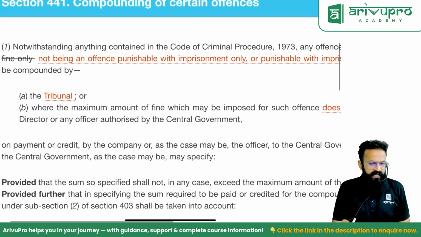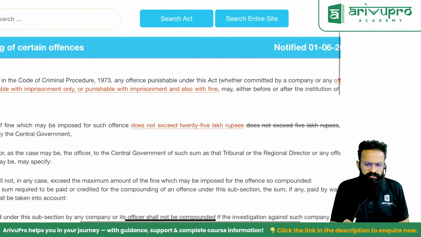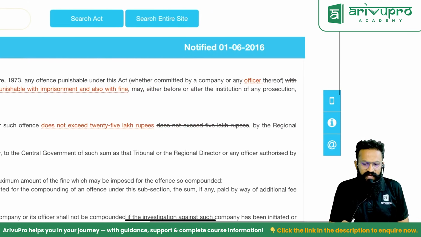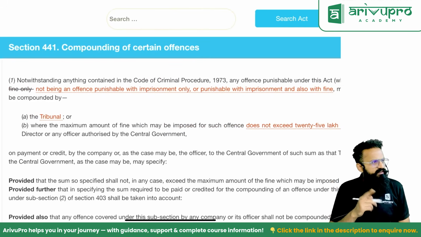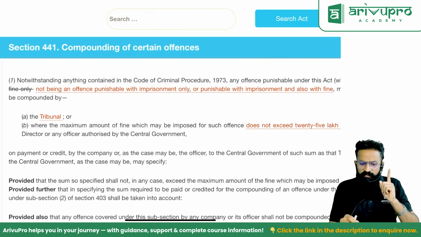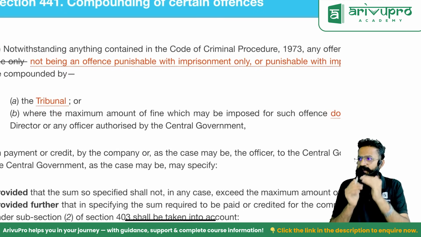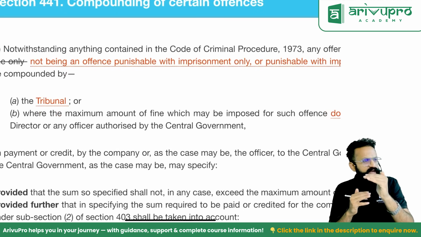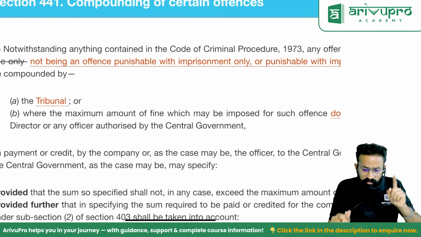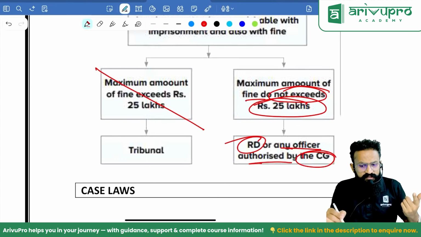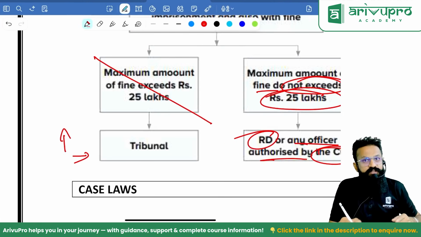Where can I go? They say I can go to the tribunal, or where the maximum amount of fine which may be imposed for such offence does not exceed 25 lakh rupees, then by the RD or any other officer authorized by the CG. What is the difference between the textbook interpretation and this? For the RD, they have given a limit of up to 25 lakh. But for the tribunal, they have not said any limit at all. So you cannot assume that beyond 25 lakh is when the tribunal should take it up.